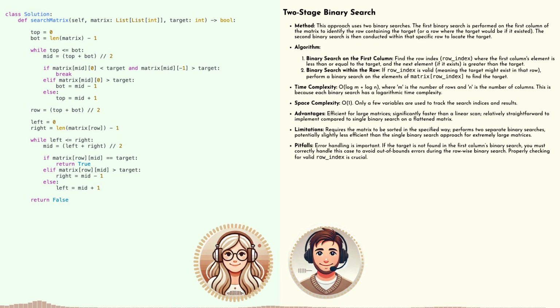So the time complexity is O(log m + log n), where m is the number of rows and n is the number of columns. In the first stage, we perform a binary search on the first column, which takes O(log m) time. Then we perform another binary search on a single row, which takes O(log n) time. So we're essentially adding the time complexities of the two binary searches. Exactly. And since logarithms grow much slower than linear functions, this is a huge improvement over the O(m times n) complexity of brute force. Absolutely. Especially for large matrices. The difference in speed can be significant.